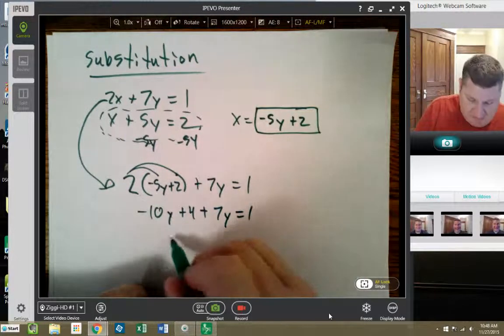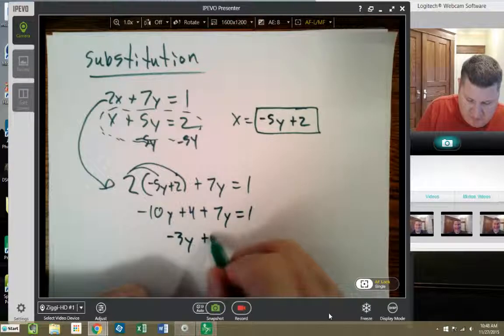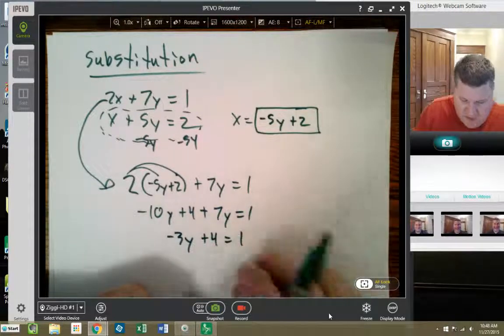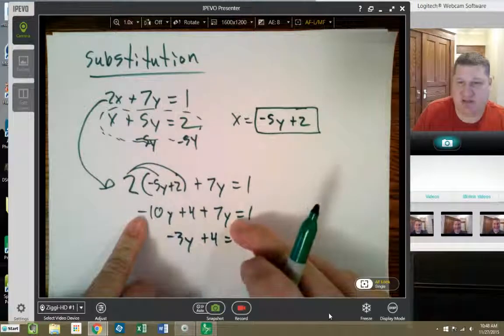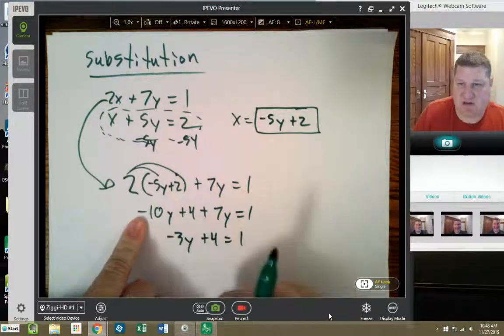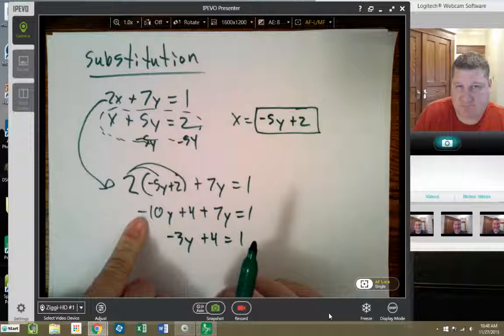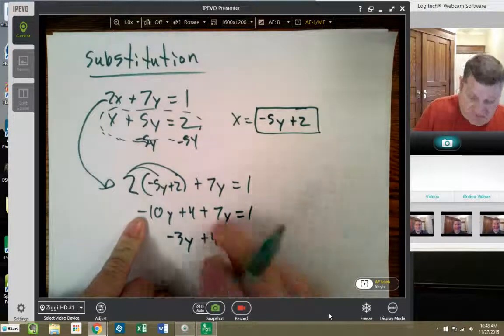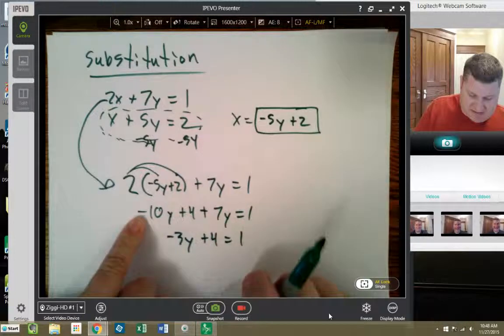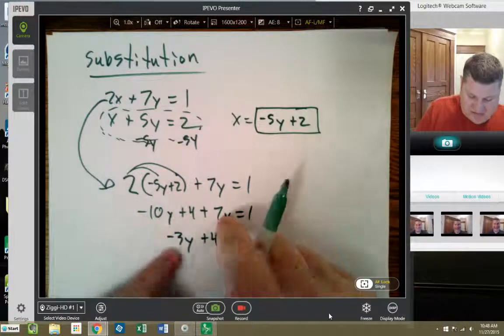So then we put these together. I get negative 3y plus 4 equals 1. How come I didn't move and switch the sign on the 10, like say plus 10y to both sides? How come I didn't do that? Answer, they're on the same side. So if they're on the same side, you just do what it says. Negative 10y plus 7y is negative 3y.